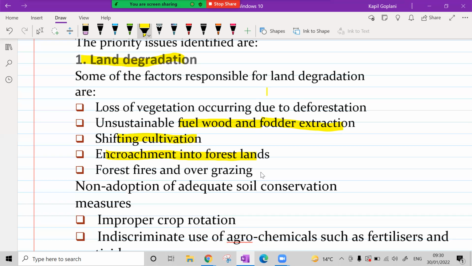Trespassing is mostly done in the urban areas. Mostly what happens is that a place is allotted to one person, and another person is utilizing this land without the consent of the owner. So that is trespassing. And encroachment means entering into the forest land and disturbing the biodiversity.